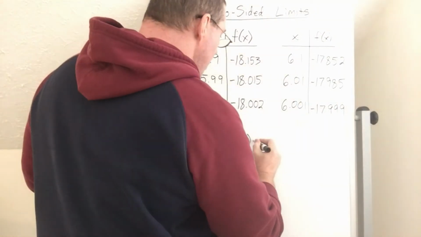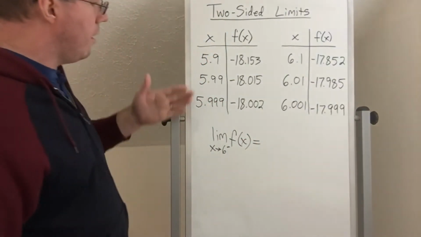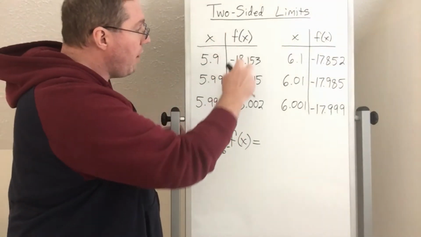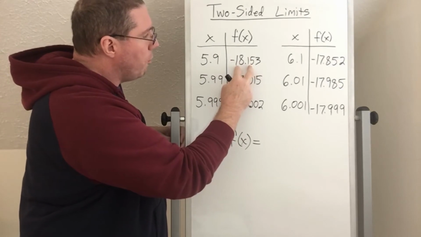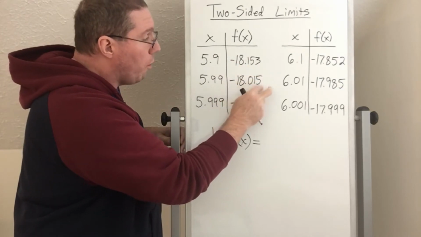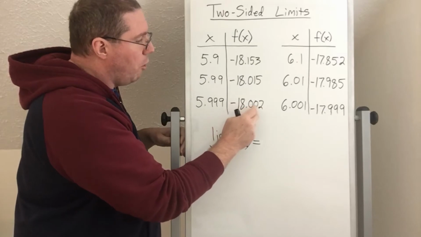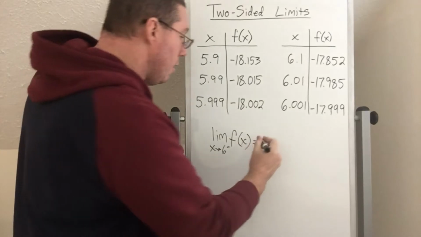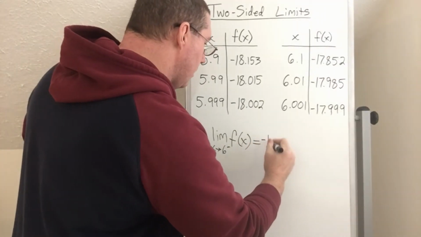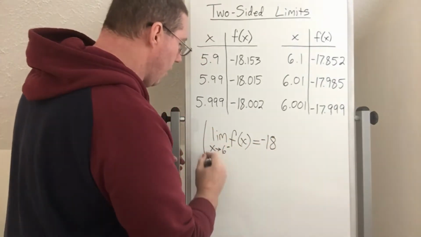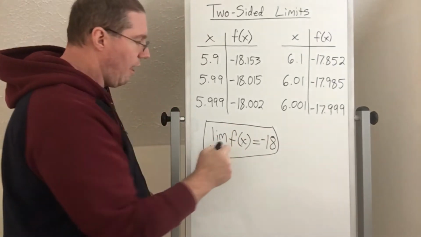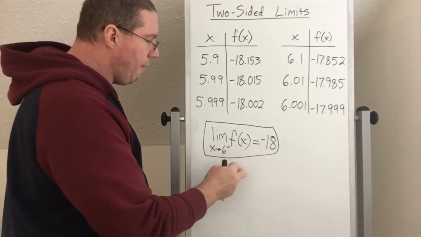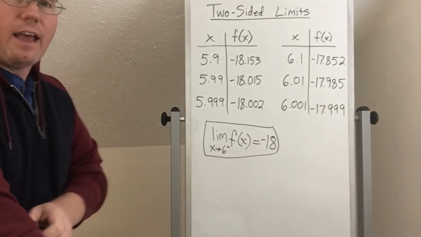And let's see what f of x is approaching. As x is approaching 6, f of x is approaching, we got negative 18.15, then negative 18.015, then negative 18.002. It looks like we're getting closer and closer to negative 18, right? So it looks like the limit is negative 18. So we've got our solution to this left-sided limit on f of x: x is approaching 6 from the left, f of x is approaching negative 18, okay?